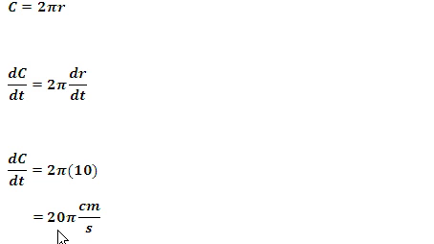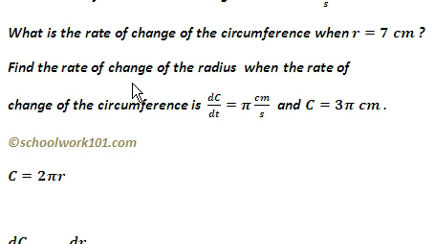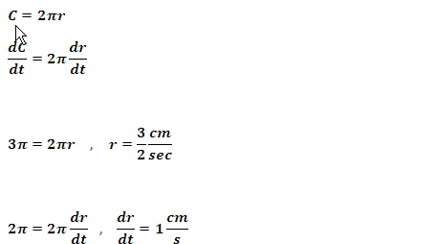Now let's look at the second part to that problem. It says find the rate of change of the radius, so dr over dt, when the rate of change of the circumference is pi centimeters per second, and then of course we're given what the circumference is. So we start with the formula for finding circumference. We take the derivative of this, and they gave us the circumference, which was 3 pi, and we needed to solve for r. So we got to find what r is, or do we?